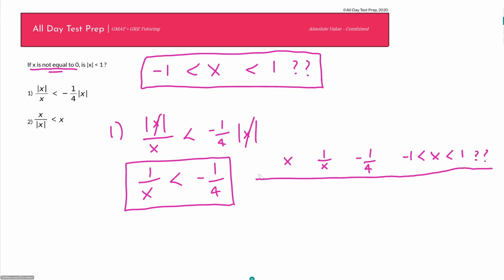So for my first example, I just want to come up with anything that fits my statement. And so -2 looks like a good place to start. Because if x is equal to -2, 1 over x is -1/2, and -1/2 is less than -1/4. So this works. Then I got to answer my question. Is x between -1 and 1? And so -2 is outside of my range. And so this is a no to my question.